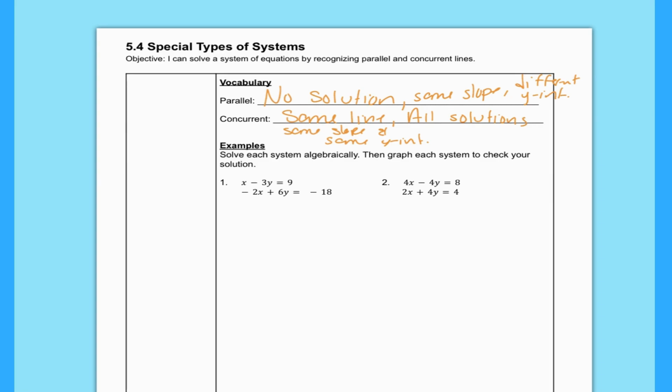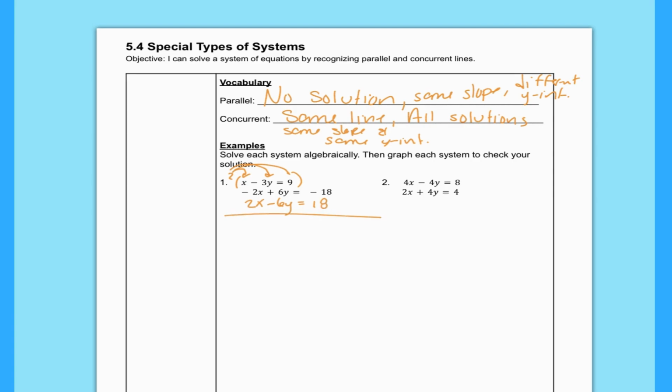So let's look at this first one. We have a couple different methods. I'm not going to choose to graph these. I'm either going to use substitution or elimination, and I'm going to choose to use elimination. I notice that if I multiply this top equation by positive 2, that would make a 2x on top with negative 2x on the bottom, so that x's would cancel. So I'm going to distribute that 2. 2 times x is 2x. 2 times negative 3y is negative 6y. 2 times 9 is 18.